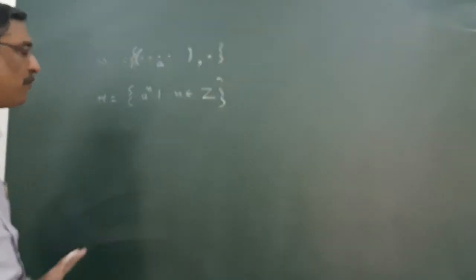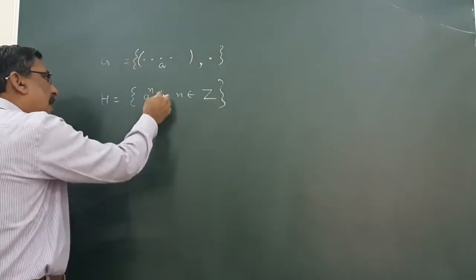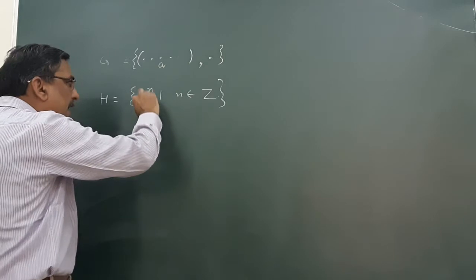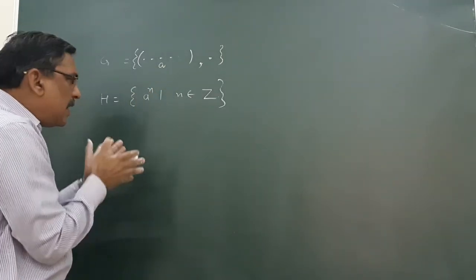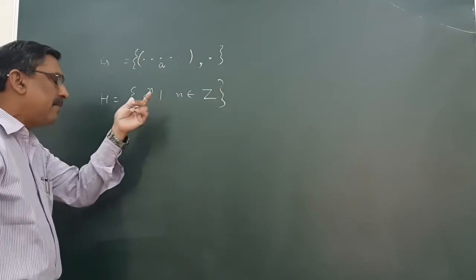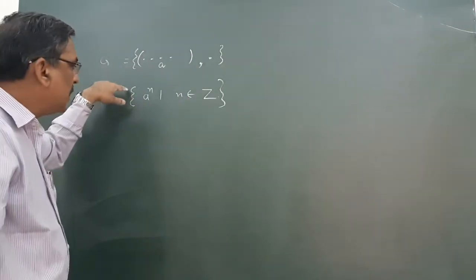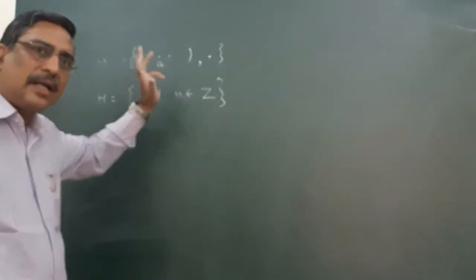This is the subgroup. Why? It contains identity. Since this is a finite group or any group, identity is there, and A raised to the power n, for n zero, will give us identity, so identity will be there. We already proved such a type of subgroup, and that is known as a cyclic subgroup.